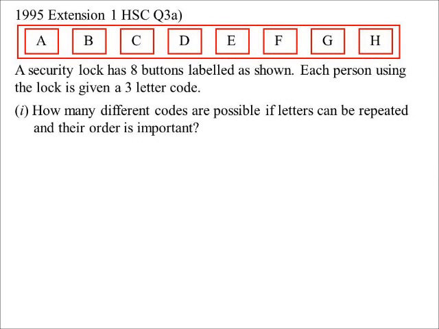This was from 1995, as you can see. I thought it was a nice little question. We've got 8 buttons labelled A to H, and you're given a 3-letter code. How many codes are possible if you can repeat the letters, and the order is important because you're going to be pressing the buttons. You're going to go bang, bang, bang to open up whatever this lock is locking. Well, in this case, it's with repetition.